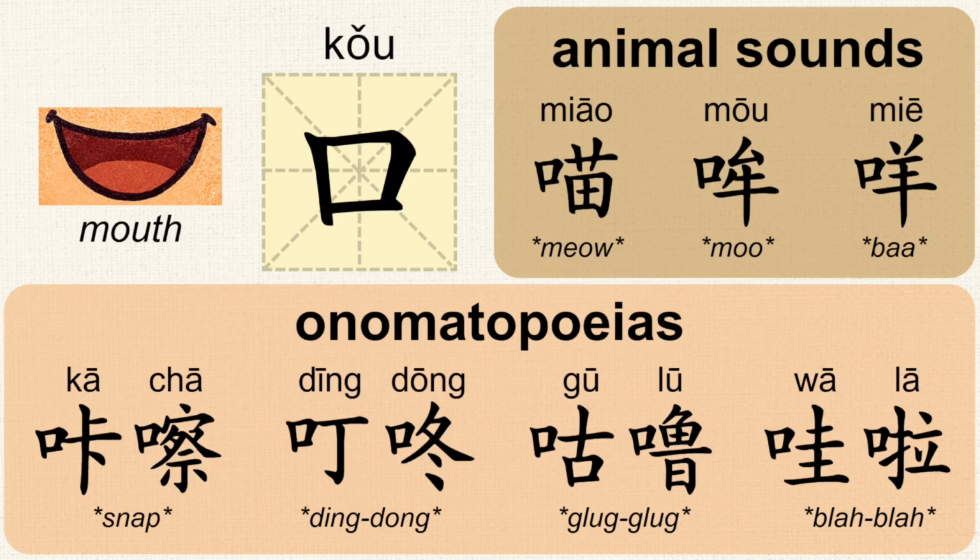Kacha is the sound of something breaking apart like a stick. Dingdong is the jingling of a bell. Gulu gulu is the sound of water clogging, or also the rumbling of a stomach. And wala wala is the sound of people talking loudly.